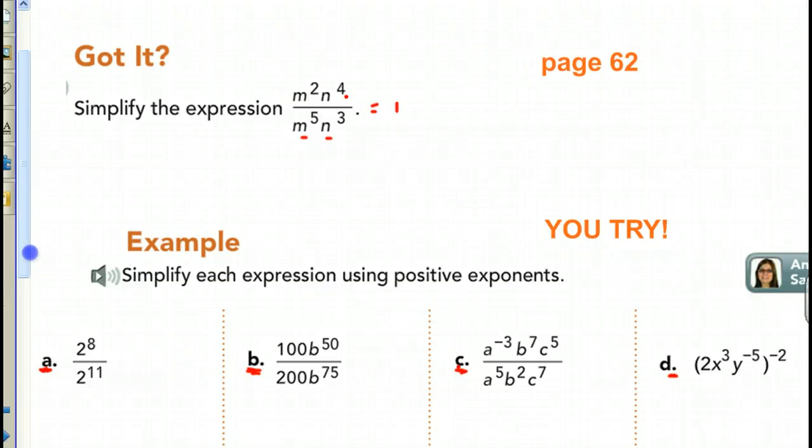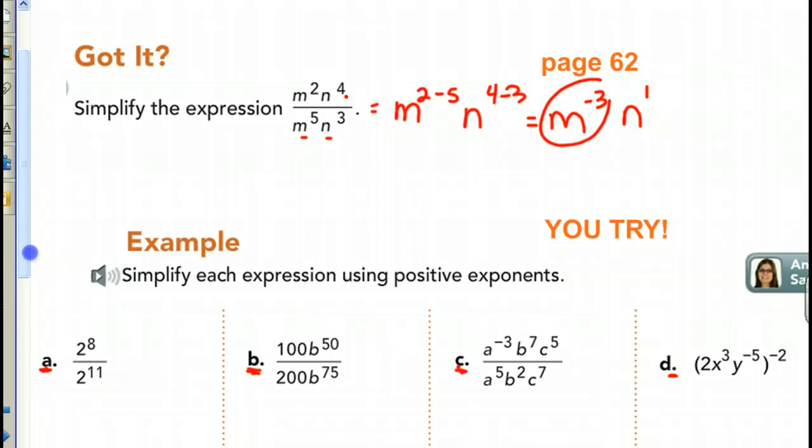Simplify the expression: m squared n to the fourth over m to the fifth n to the third. This is going to give me m, and remember we subtract exponents, so 2 minus 5, n to the fourth minus 3. So what does that give me? m squared minus 5 gives me m to the negative 3 power, n to the first power. Well, now remember, when we have negative exponents, we take that and we move it down to the bottom. So this now gives me n over m cubed. And n to the first is the same as just plain n. So that's my final answer.